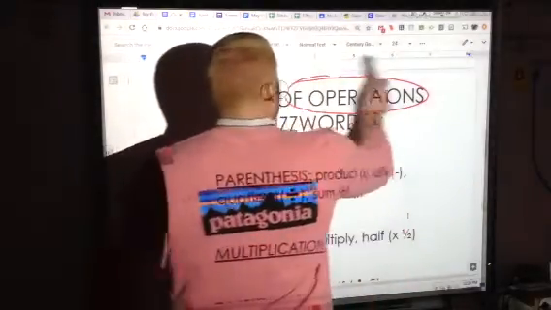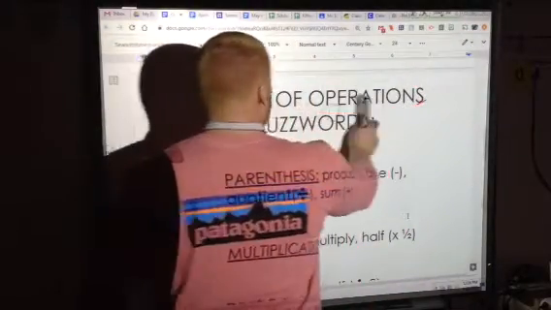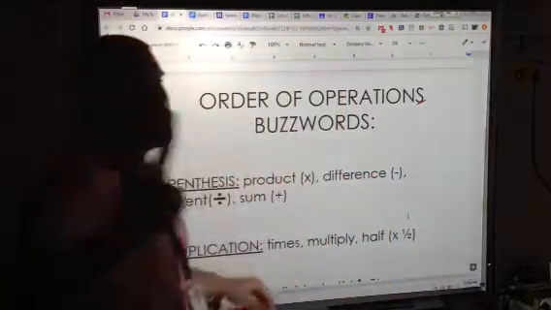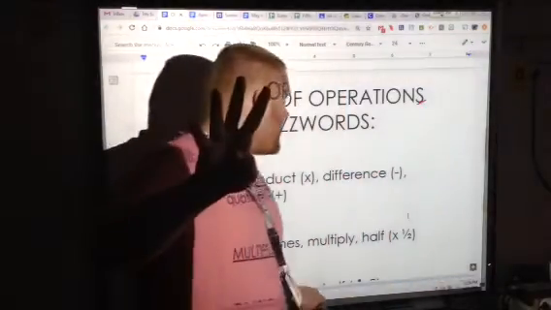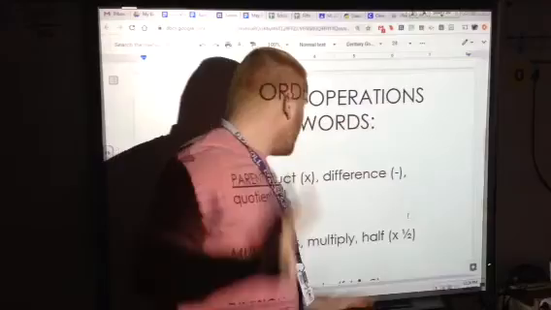All right, so just remember the order. Remember, first is parentheses, second is exponent, third is multiplication and division, and then last is addition and subtraction.